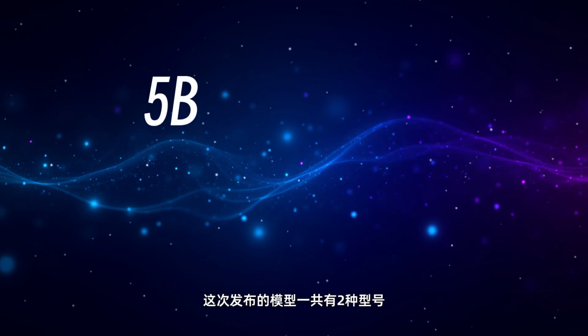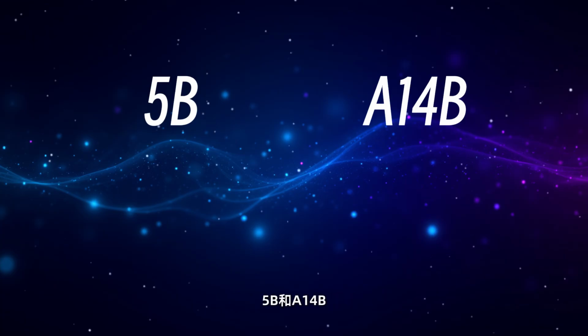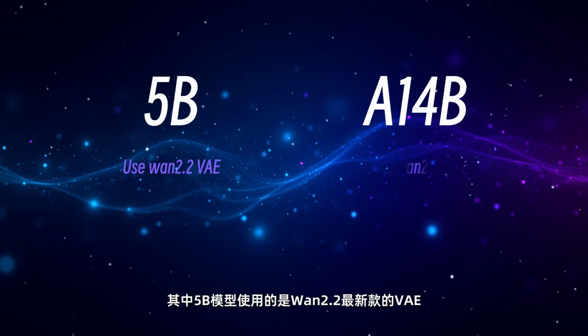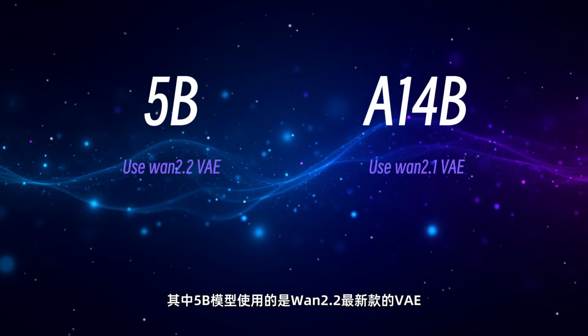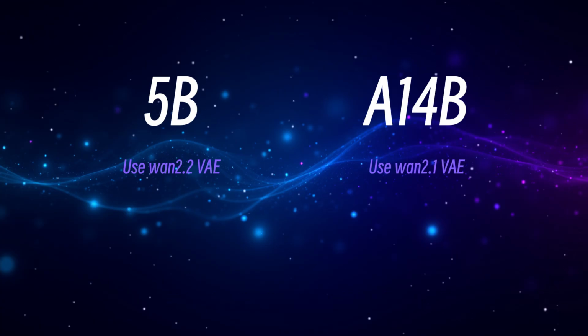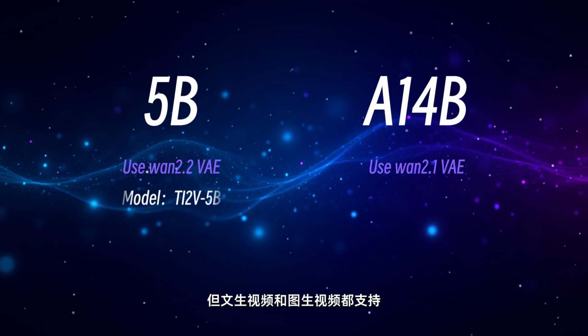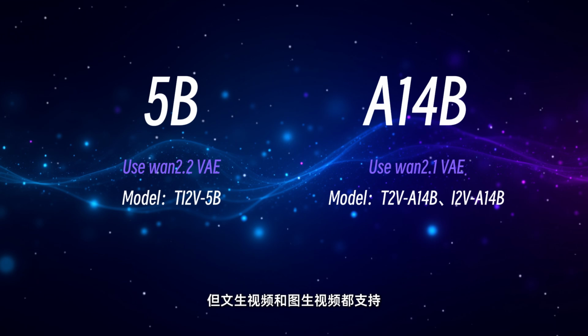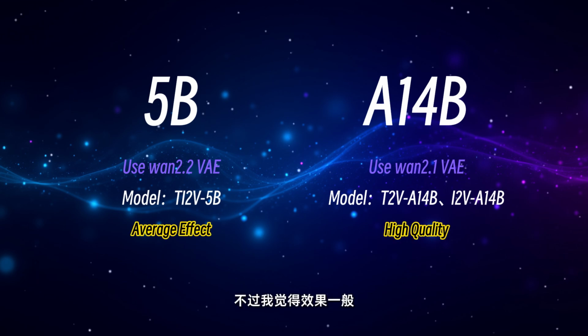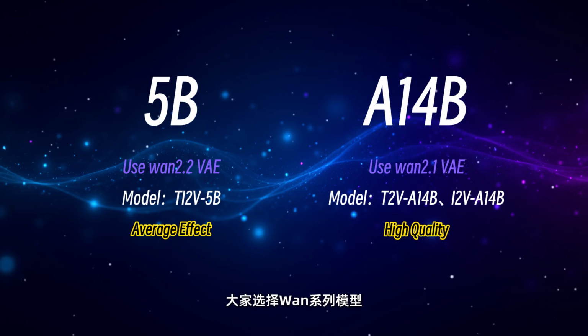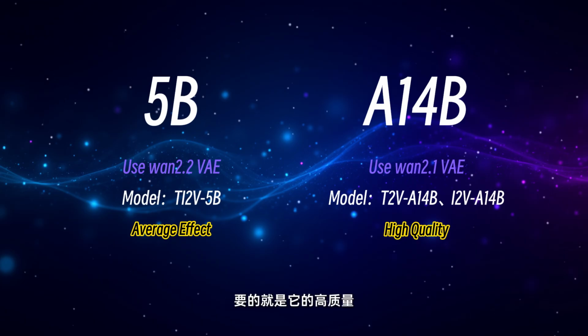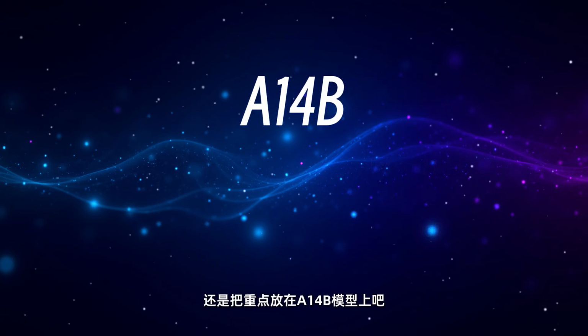This release provides two model sizes, 5B and A14B. The 5B model features Wan2.2's latest VAE. It's smaller but supports both text-to-video and image-to-video. However, I feel its results are average. If you're choosing the Wan series, you're really after high quality. So I recommend focusing on the A14B model.